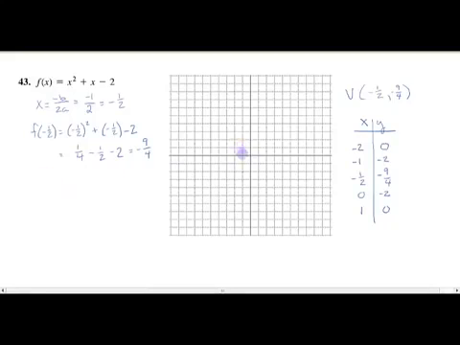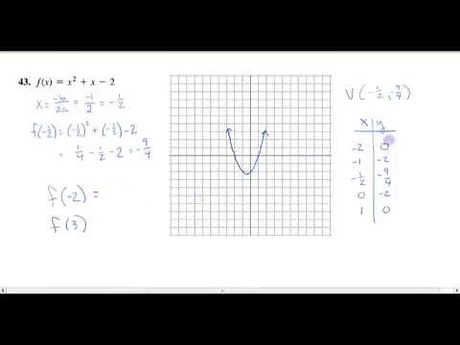So let's go ahead and graph the points. I've got negative 2, 0, negative 1, negative 2, negative half, negative 2 and a fourth, 0, negative 2, and 1, 0. So go ahead and draw the graph nice and smooth. Make sure that you show the curve in it, that it's not just a straight edged V. And then we'll go ahead and find f of negative 2 and f of 3.